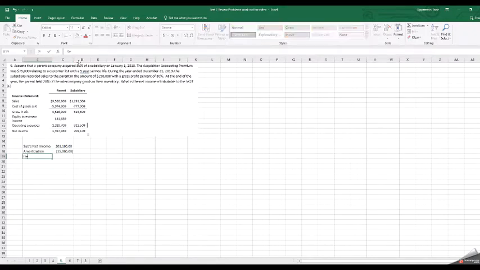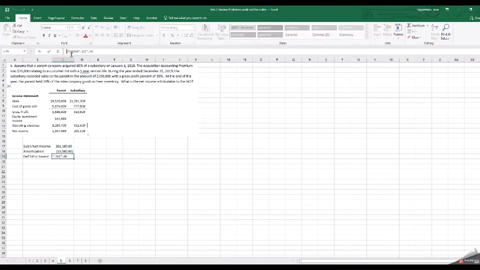Then we've got the deferred gross profit in inventory. If we look at that, it tells us that the subsidiary recorded sales to the parent of 150 with gross profit of 30%, and 20% of that was left in their ending inventory. So 150,000 times 30% times, I don't know if I need those parentheses, it'll yell at me if I don't, the 20% that's left.